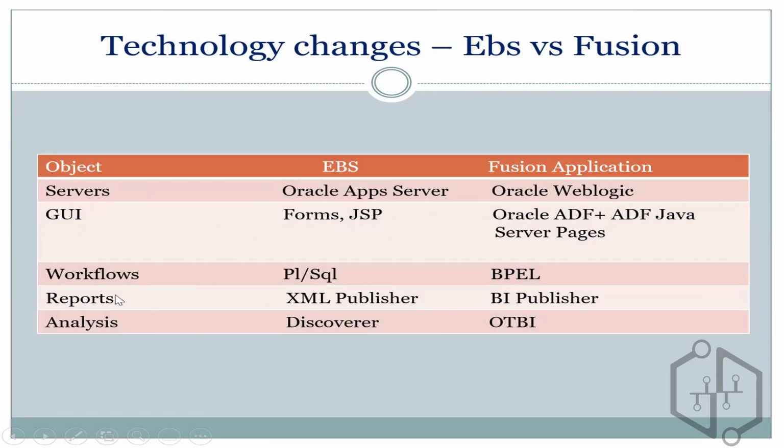In reports, what kind of reports do we generate? In analysis we have Discoverer, and in Fusion applications we have OTBI, Oracle Transactional Business Intelligence. This is the way we gather information and generate reports and analysis. These are the different technology changes that we have in EBS versus Fusion.